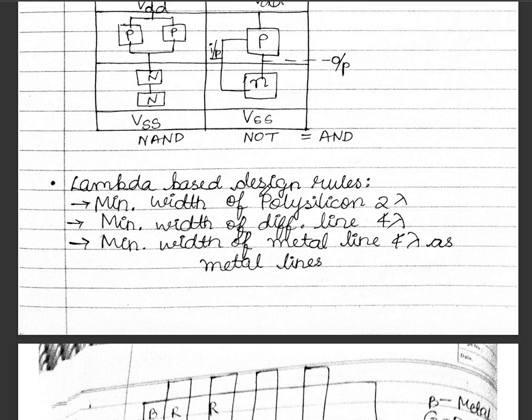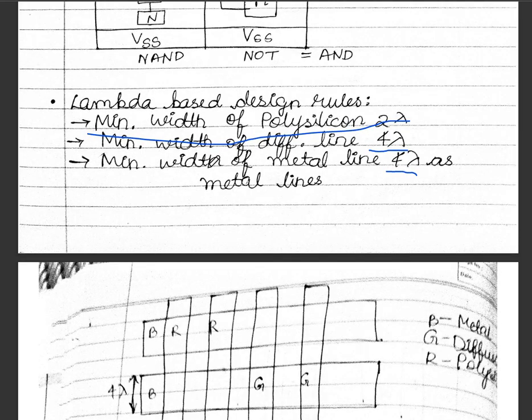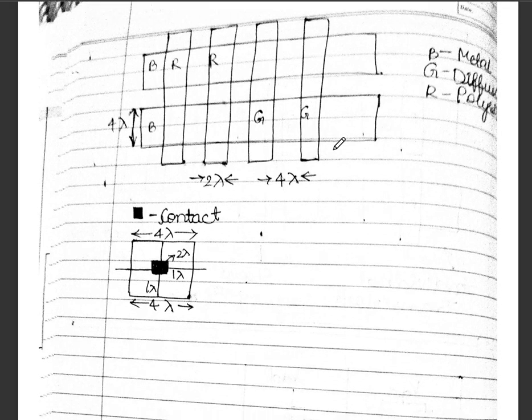And lambda based design rules have the following rules. That is, minimum width of polysilicon should be 2 lambda, minimum width of the line should be 4 lambda, and minimum width of metal line should be 4 lambda. So this is how you represent. Minimum width of diffusion line should be 4 lambda here. So this is how you represent it, and that's all for this module.